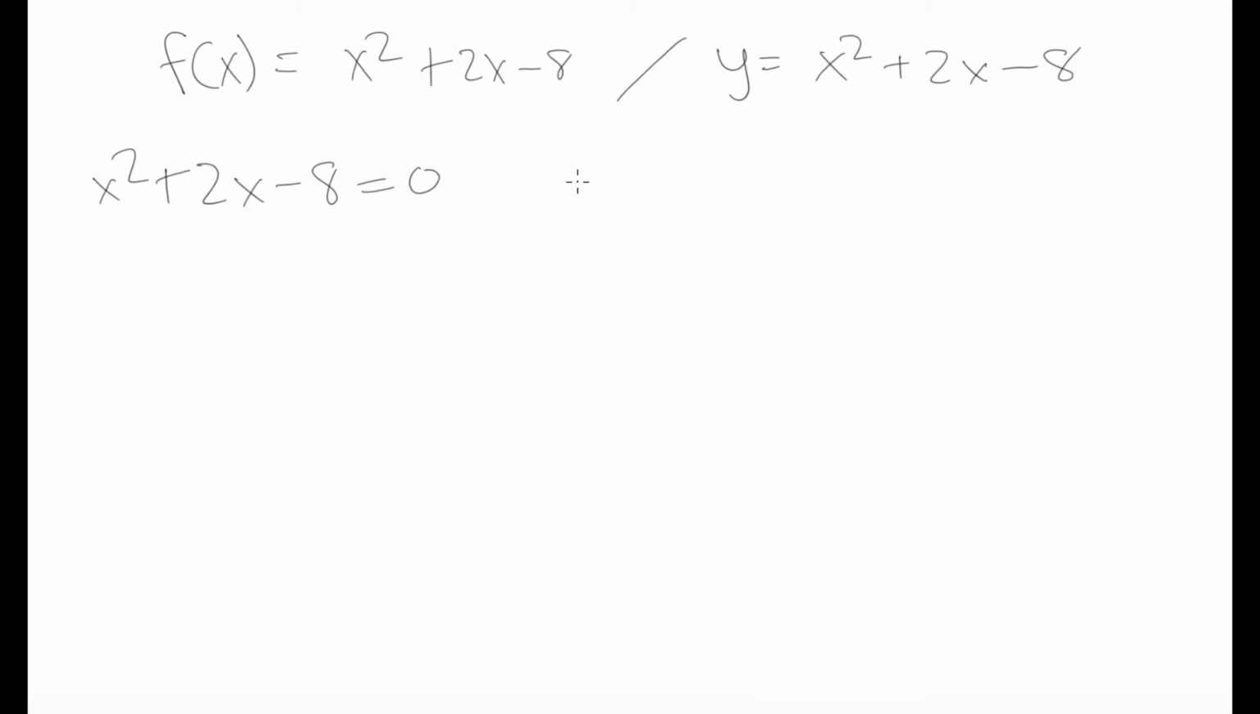And that is that we need two numbers that are going to add to give us 2, and they're going to multiply to give us negative 8. So we need two numbers, a and b, where a plus b is going to give us 2, and a times b is going to give us negative 8. So let's start out by looking at the factors of 8.